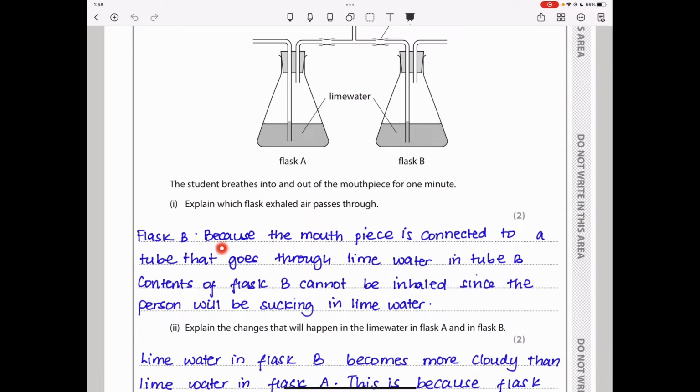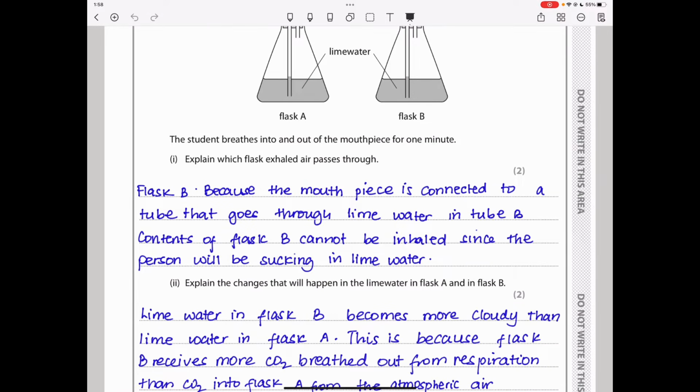So I say flask B because the mouthpiece is connected to a tube that goes through the lime water in tube B. So in tube B basically, the contents of flask B cannot be inhaled since the person will be sucking in lime water. And I think you can see that it will be lime water coming in, so you cannot inhale that. Remember again, when the person is breathing in, this is the air that goes out. It should not be connected directly to a fluid because then the fluid will be sucked out into the person's body.